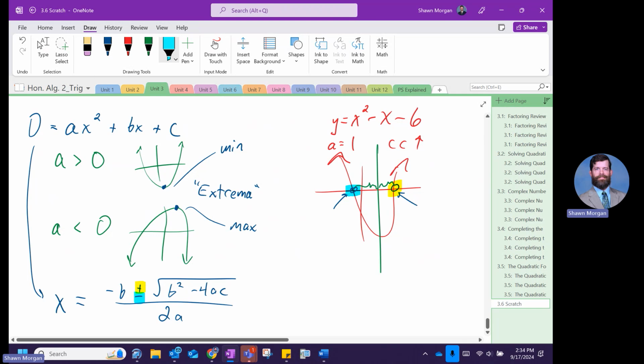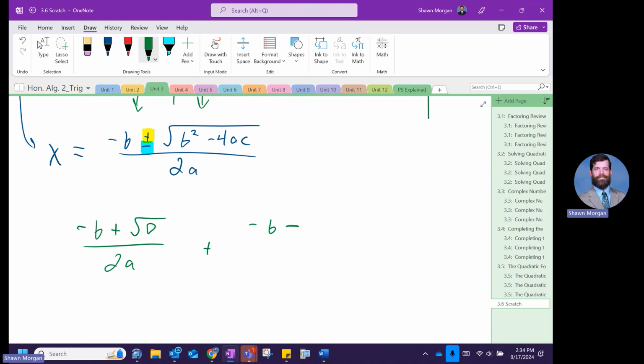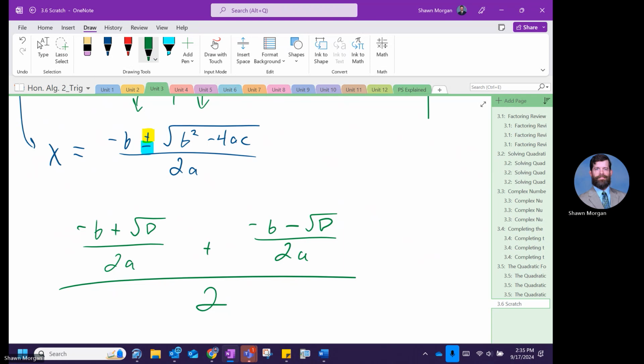And so how would I, quote, split the difference between two things? That's averaging. How do you average two things? Add them up. Divide by 2. Could I take negative b plus square root of the discriminant over 2a, negative b minus square root of the discriminant over 2a? Here are my two roots. Could I add them up and divide by 2? You tell me. Does this look too crazy to you? It's about to get real simple.